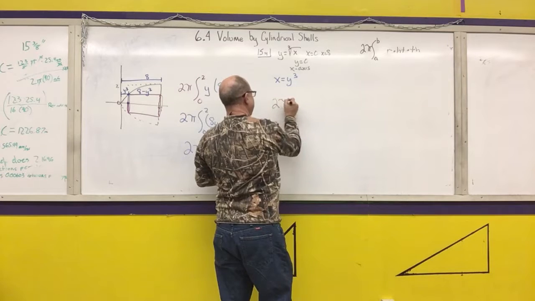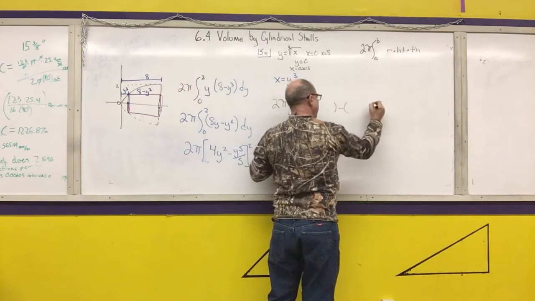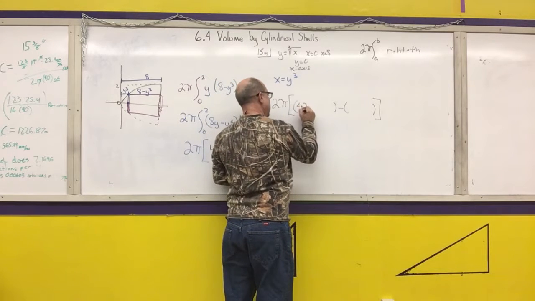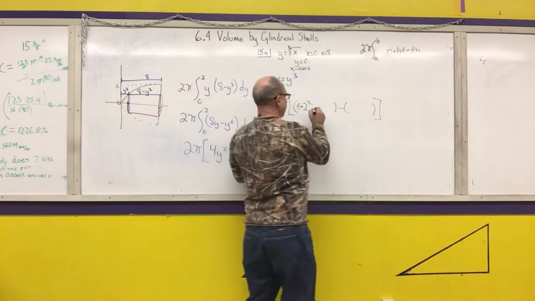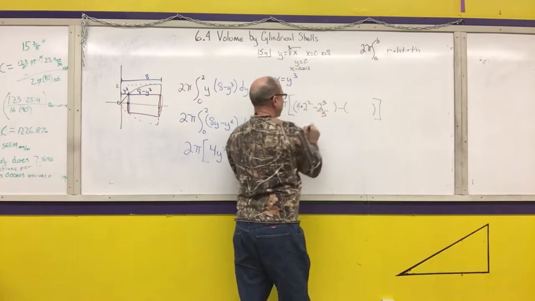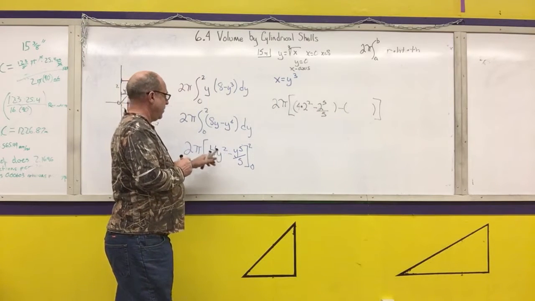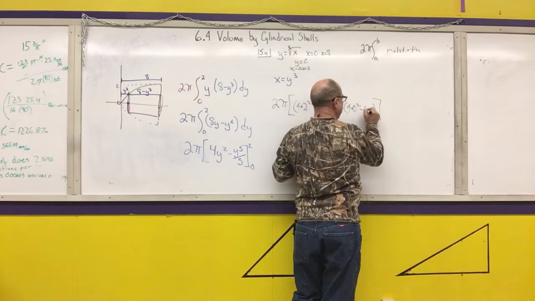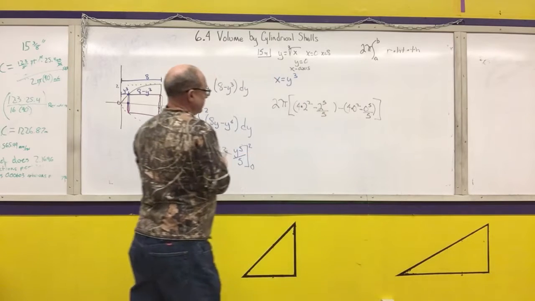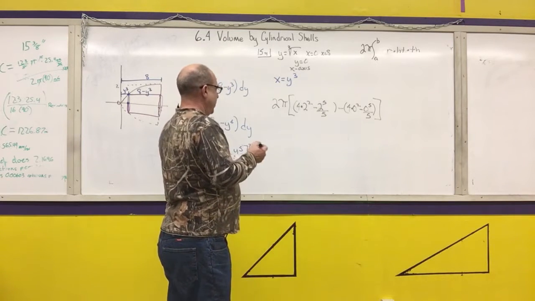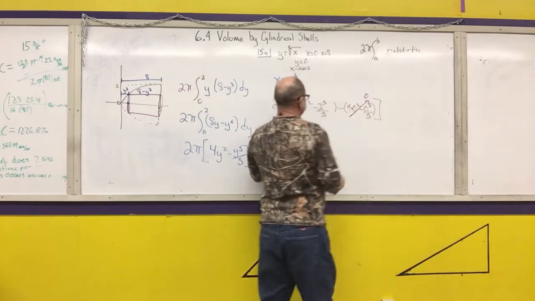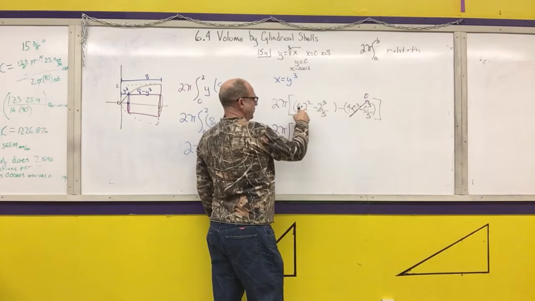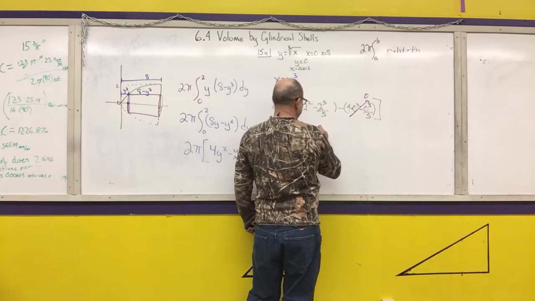So I have 2 pi times the upper limit minus the lower limit. For the upper limit I'm going to plug in a 2, so it's 4 times 2 squared, minus 2 to the 5th over 5. And then I'm going to put 4 times 0 squared, minus 0 to the 5th over 5. This evaluates to 0. So it gives me 2 pi times: 2 squared is 4, 4 times 4 is 16, minus 32 fifths.